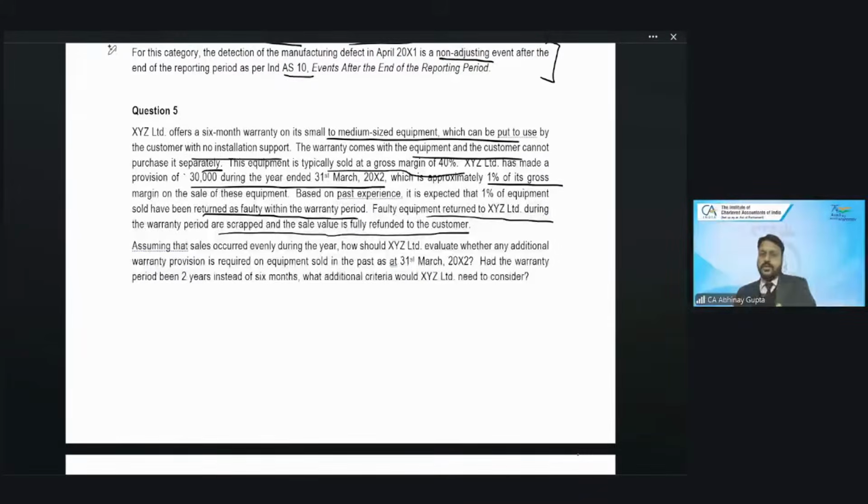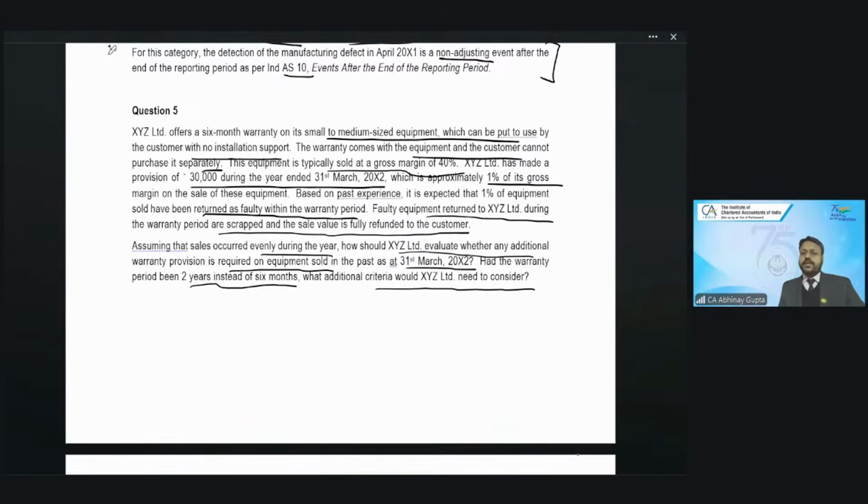to the customer. Assuming that the sales occurred evenly during the year, how should XYZ Limited evaluate whether any additional warranty provision is required on the equipment sold in the past as at 31st March 2002? Had the warranty period been 2 years instead of 6 months, what additional criteria would XYZ Limited need to consider?